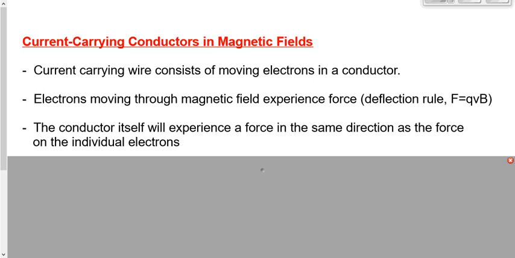So, because each of these individual electrons experiences a force, well, then the wire itself will experience a force as well, the same as the force on the individual electrons. But remember that it's not going to go in a circle. It can't. The wire can't go in a circle. The charges inside would like to go in a circle, but they're bound inside that nucleus.